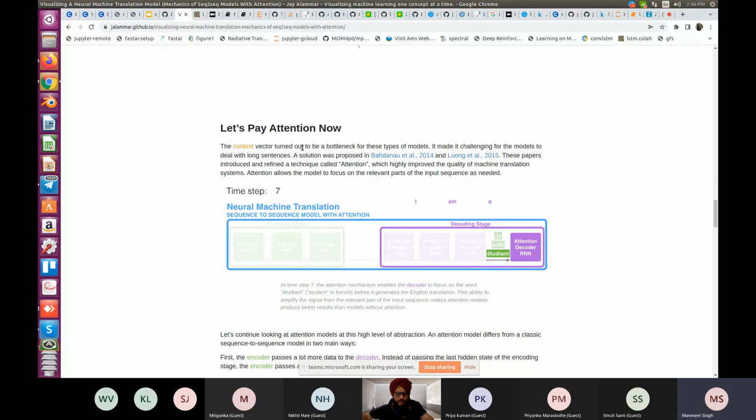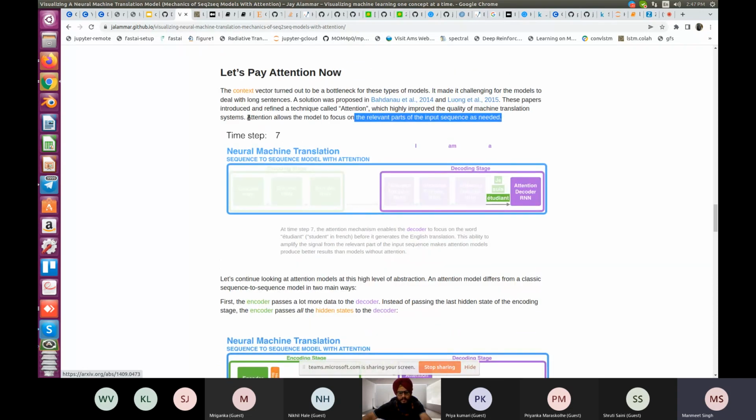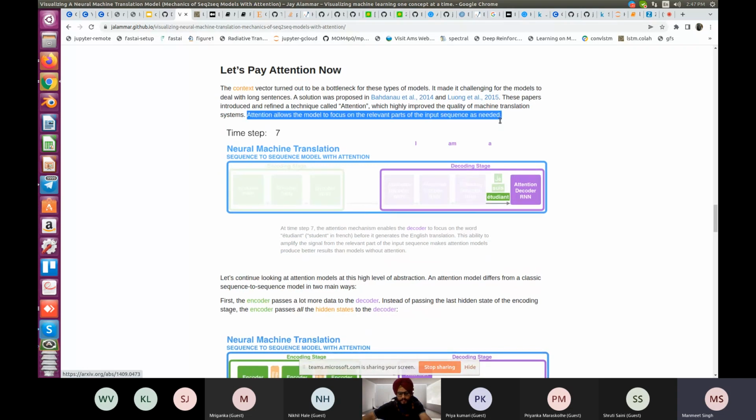So the context vector turned out to be a bottleneck for these models. It made it challenging for the models to deal with long sequences, and a solution was provided in these two papers. These papers introduced and refined a technique known as attention, which highly improved the quality of machine translation systems. Attention allows the models to focus on relevant parts of the input sequence as needed. That is a very important statement.